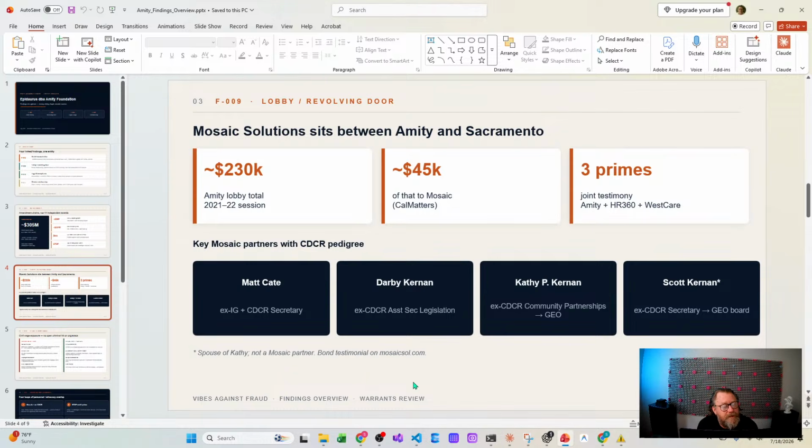And Mosaic, okay, so here I see. Mosaic has key partners that were employees at the California Department of Corrections. And then the California Department of Corrections decides how much contracts Amity gets. So it's all circular, right?